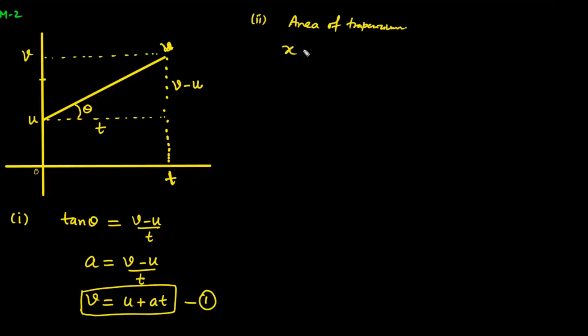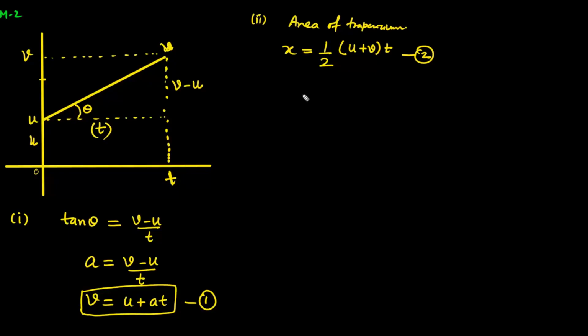that will give us x. Now according to the area formula, it will be what? Half of sum of parallel sides. The first one is having length u, second one is having length v. So sum of parallel sides will be u plus v, half of u plus v, into perpendicular distance between them, t. So this is second equation.